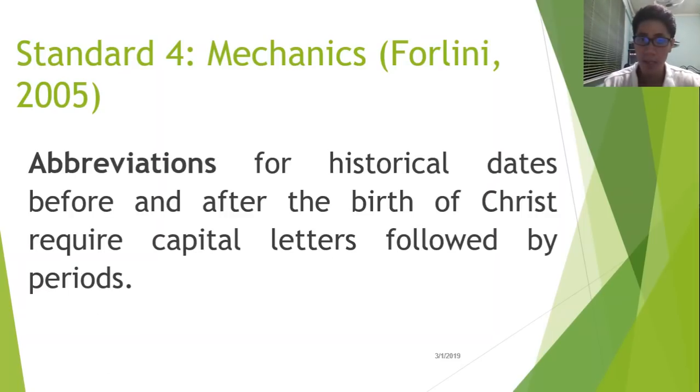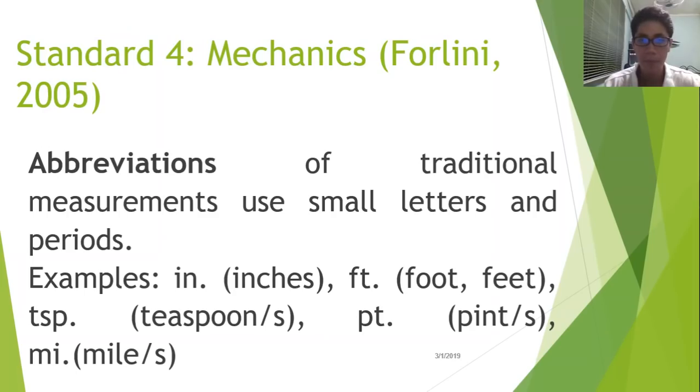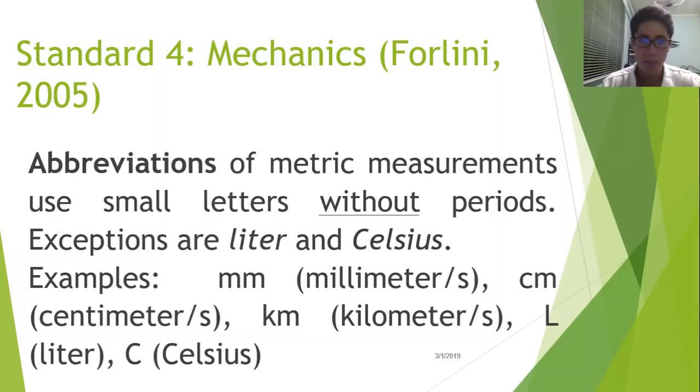Historical dates, BC and AD. BC refers to before Christ and AD anno Domini, or in the year of the Lord. These are the abbreviations we find in historical accounts. Traditional measurements like inches, feet, etc. For non-metrical measurements or traditional measurements, we use small letters with periods. However, for metric measurements, we also use small letters but without the periods this time. Exceptions are liter and Celsius. For liter and Celsius, we capitalize them, as you can see here on the slide.